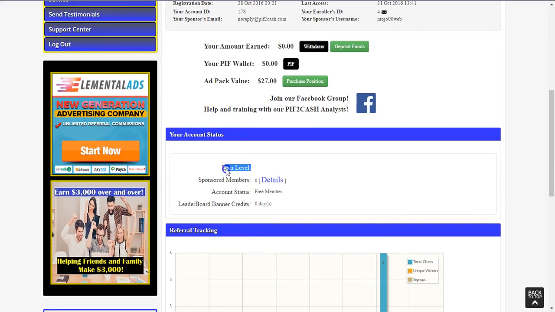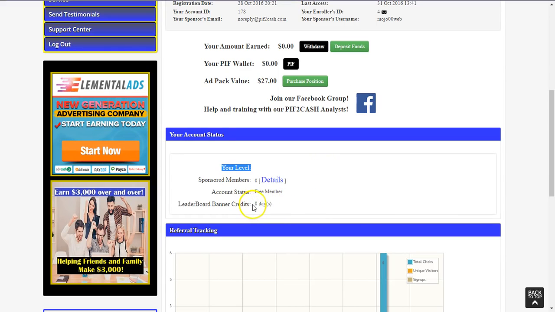You're going to see your level. Right now, this is not telling you what your level is because nobody has any levels, right? You haven't purchased anything, so you're a free person, and that means your account status says free member. And as you level up, go through level 1, level 2, level 3, it will be reported right here what level you are at.